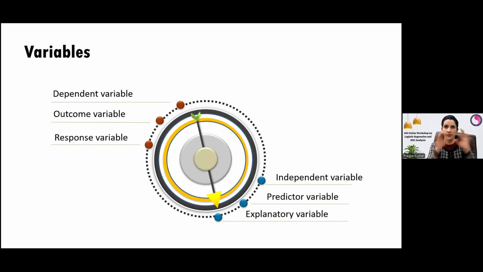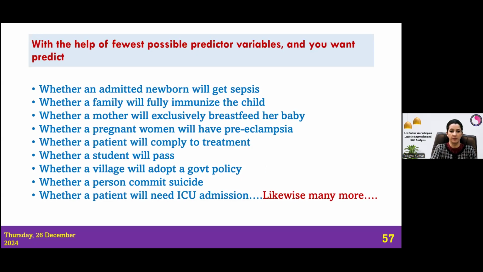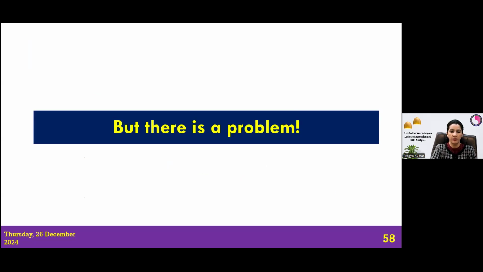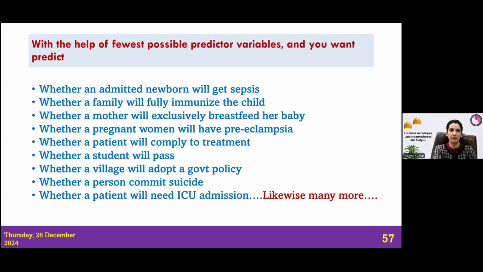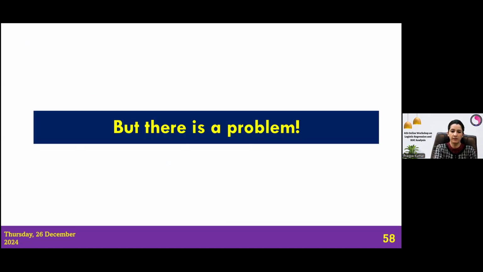So if you take that equal to sign, left of equal to is the dependent variable, and all those on the right, where you have calculated the estimates, those are known as the predictor variable, or the independent variable, or the explanatory variable. So these are just examples of categorical outcomes, like whether an admitted newborn will get sepsis, whether a family will fully immunize a child, whether a mother will exclusively breastfeed her baby, whether a pregnant woman will have preeclampsia. So all those are predictions based on the predictor variables.